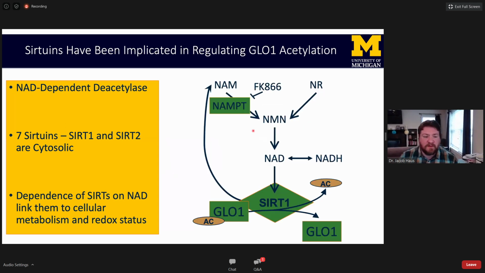And then, of course, if we consider NAD biology as well, we capitalize on the idea that NAMT is certainly involved in the synthesis of NMN to increase the pool of NAD and activate SIRT1, that nicotinamide riboside is a parallel arm in increasing the total NAD pool, and then also that an inhibitor, FK866, could inhibit NAMT, and so we could then troubleshoot potential regulation in the way that SIRT interfaces with GLO1.